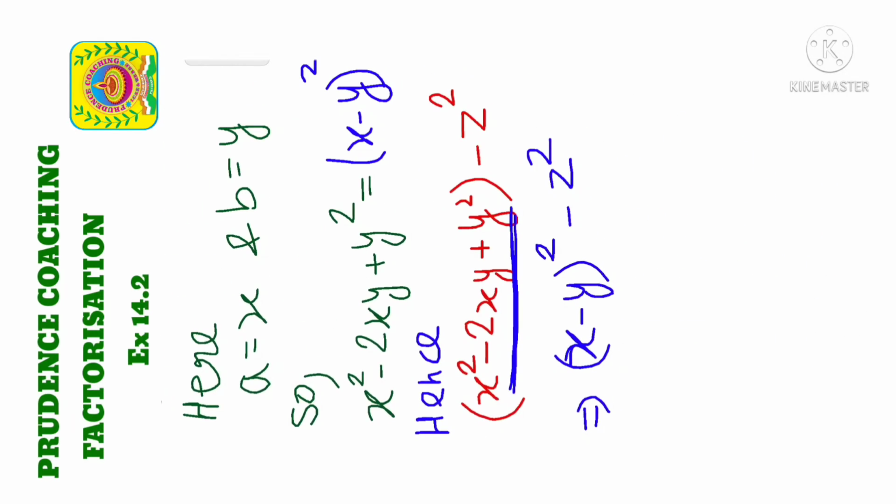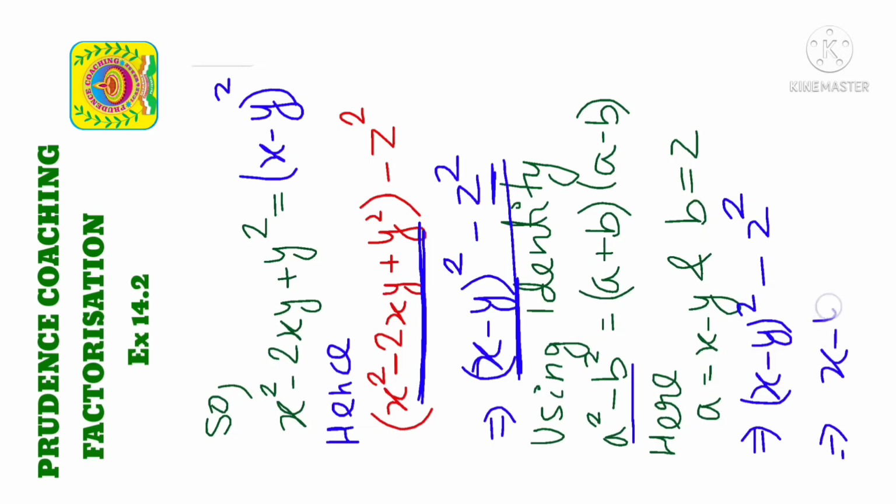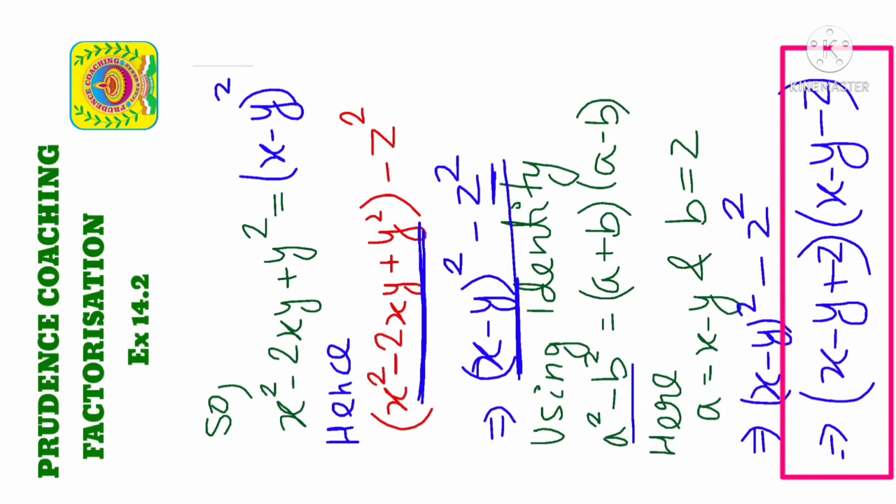Now if we look at this expression, we can compare with the identity, that is a square minus b square, where a is x minus y and b is z. So we can write it as a plus b and a minus b. So here a is x minus y plus b, that is z once, and another one time x minus y, that is a minus b, that is minus z. So this is our final answer here.